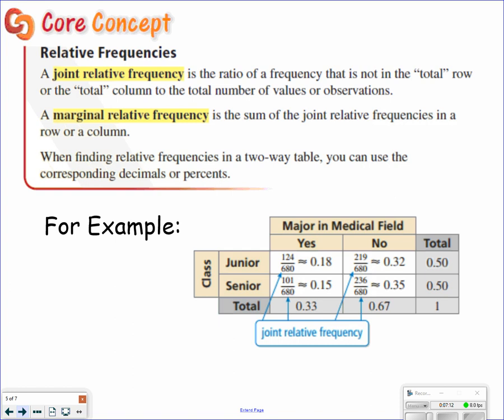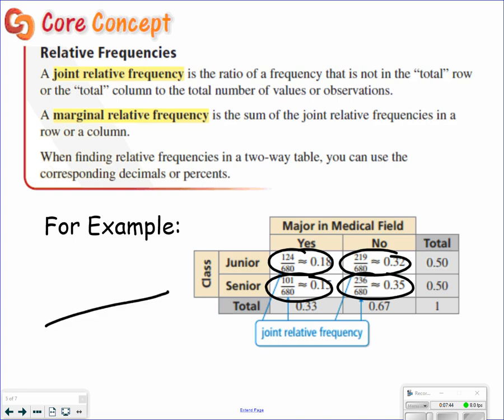Joint relative frequency is the ratio of the frequency that is not in the total row or the total column, but the total number of values of the observation. The marginal relative frequency is the sum. So here's what I'm saying. Basically, each of the particular cells is going to be divided by the total number of people. Those are the joint relative frequencies. And then the marginal relative frequencies are the sums of each row or column divided by the total.